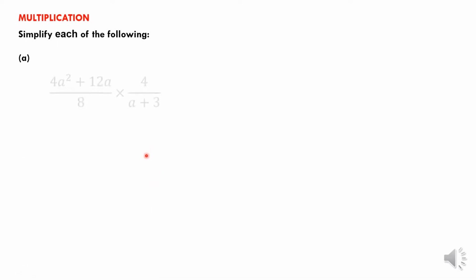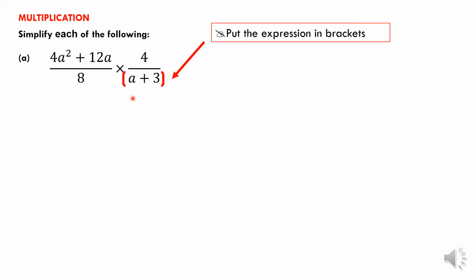Alright, so I'm going to do a few where I am only multiplying. If you look at the first fraction here, you have 4a squared plus 12a. You cannot divide into that because there are two terms, with a plus there, and the a plus 3. So perhaps you should put brackets around the a plus 3, because 1 is a common factor anyway. And the 4a squared plus 12a has a common factor, so when you factorize, it's 4a outside the bracket and a plus 3 inside the bracket.